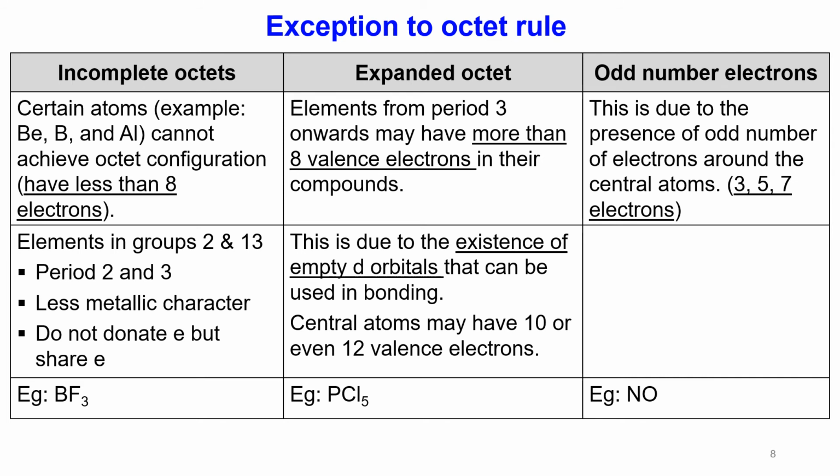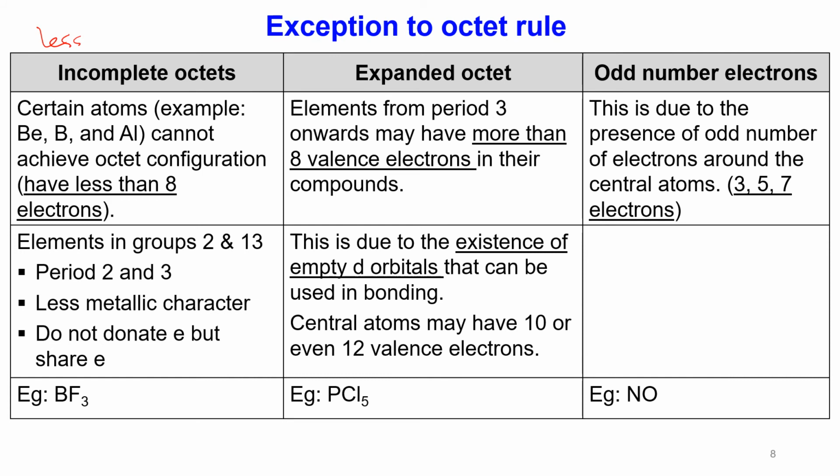Exception to the octet rule. We have incomplete octet, expanded octet, and odd number of electrons. Certain atoms, for example beryllium, boron, and aluminium, cannot achieve octet. Octet means 8 electrons. Incomplete means it cannot achieve 8 electrons. Elements in group 2 and 13, period 2 and 3, have less metallic character. They do not donate electrons but share electrons. For example, BF3.